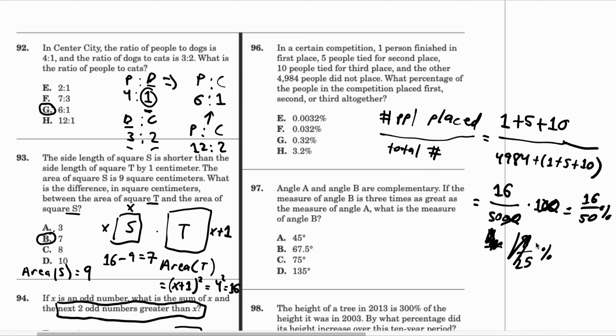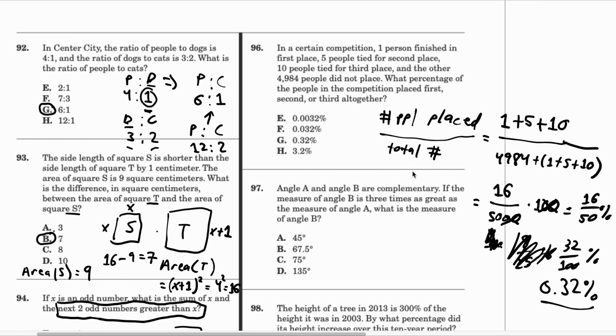Or actually, I'm doing this the wrong way. Okay, so 16 over 50, actually, let's multiply both sides by 2. So we get 32 over 100 percent. The reason I multiplied both sides by 2 is that 32 over 100 can now be expressed as a decimal. So that's 0.32%. And that would be G.